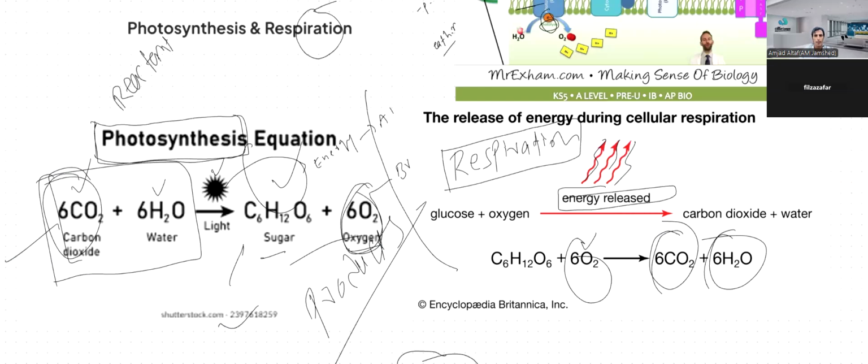Where is this process carried out? Respiration, are we doing the same process? No, because respiration is glucose plus oxygen, and then energy is released, into carbon dioxide plus water. Photosynthesis, on the other hand, is carbon dioxide with water, and it takes in light, so it takes in energy, and then it gives sugar and oxygen. On the other hand, respiration releases energy rather than taking in energy. So both are opposite processes.